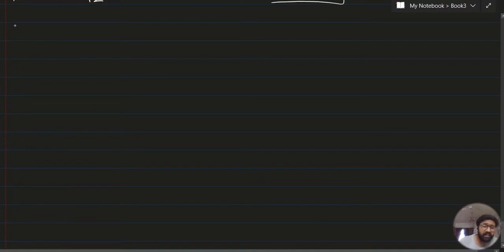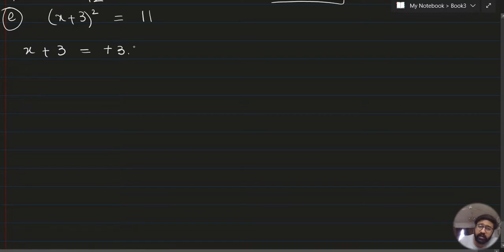Let's move on to the next part, E part, and in this part onwards we will be requiring a calculator for use, and that is (x plus 3) whole square is equal to 11. So again the step is very much the same, taking square root, but since we are not very familiar with the square root of 11, we are going to find it using a calculator, and the value is going to be plus 3.3166.